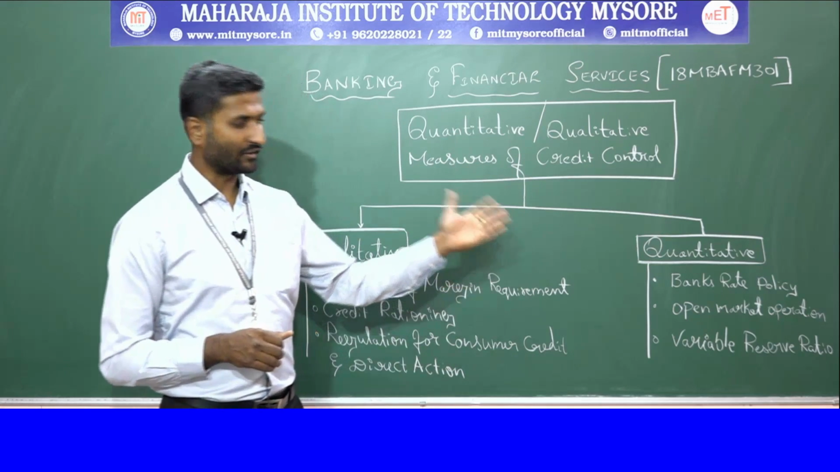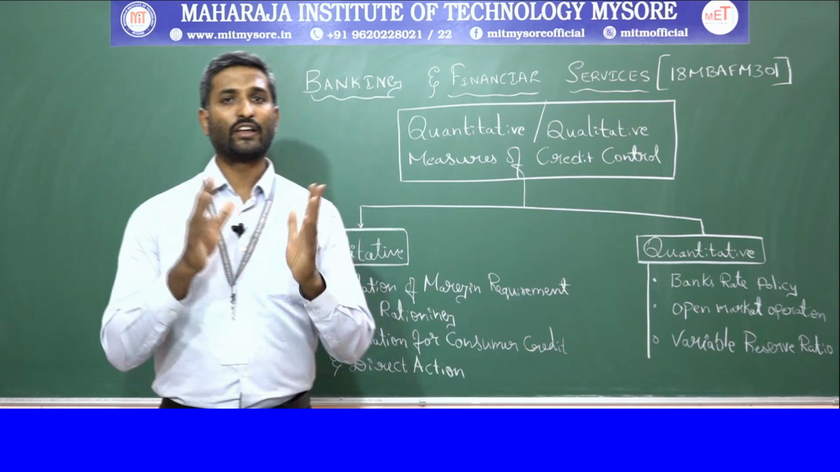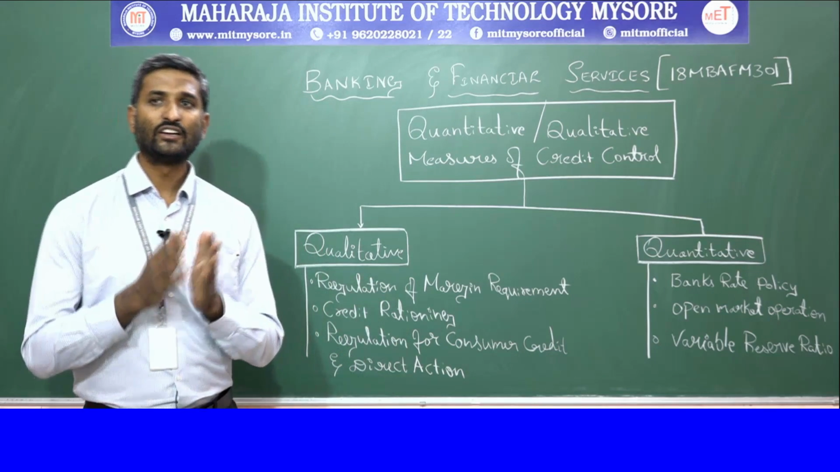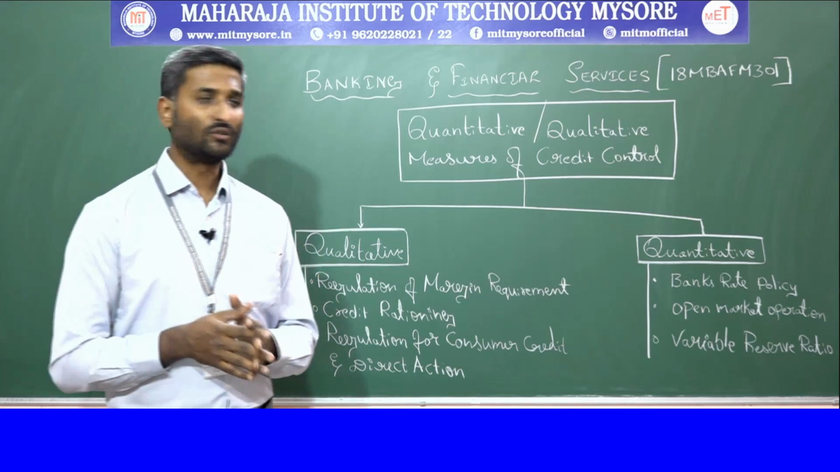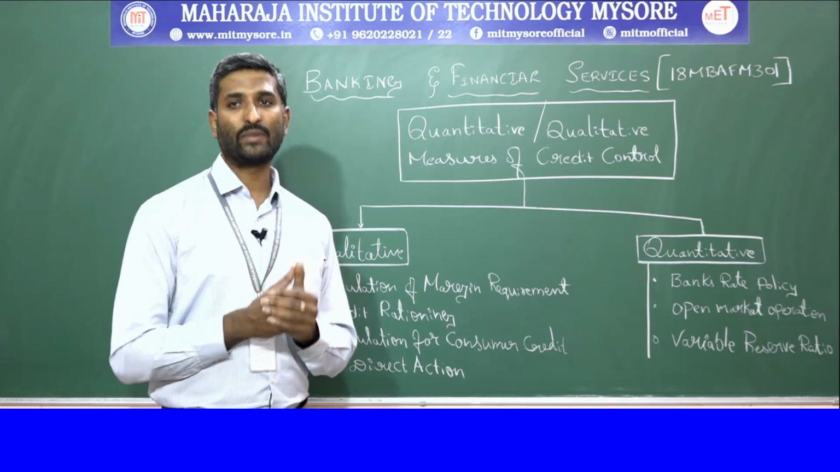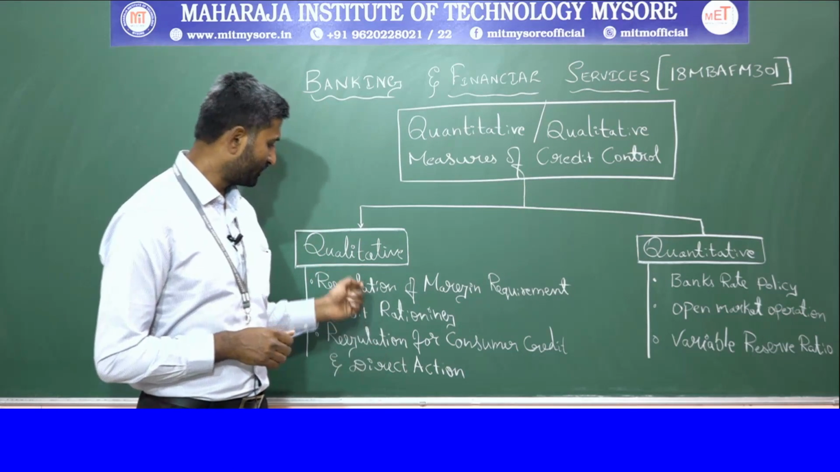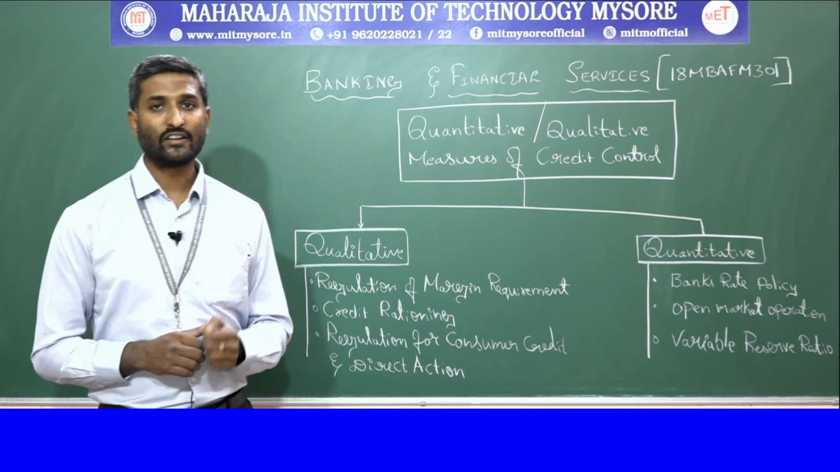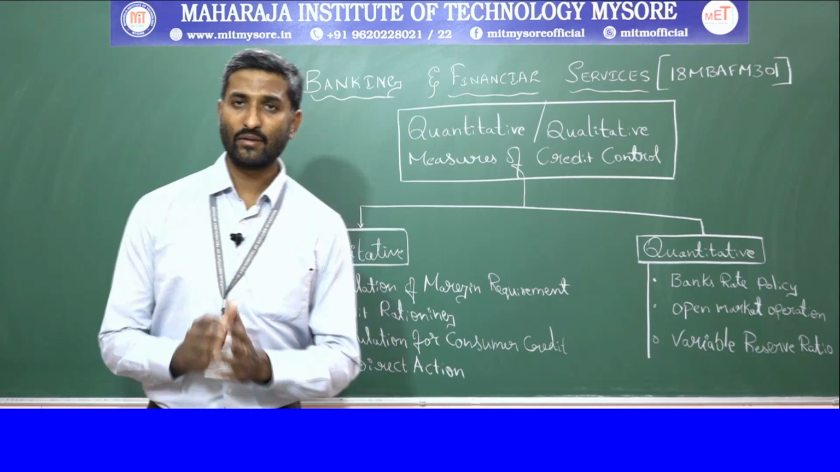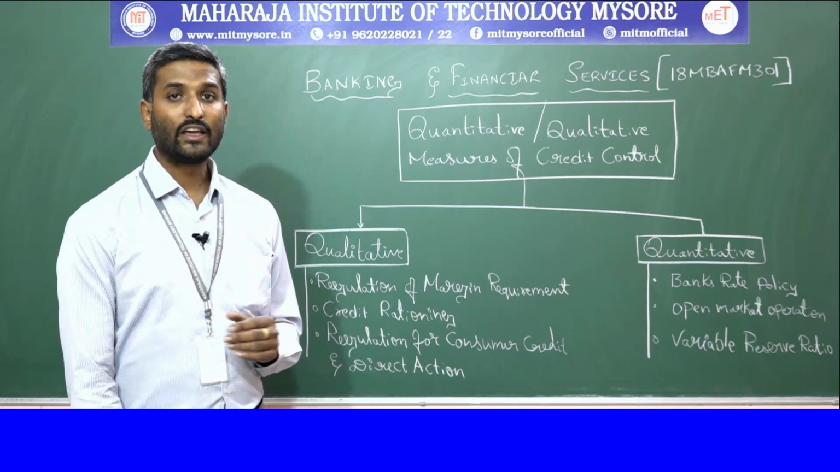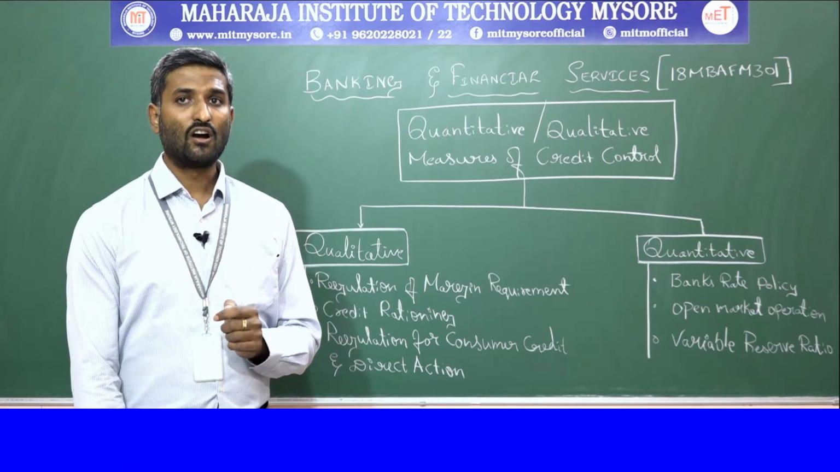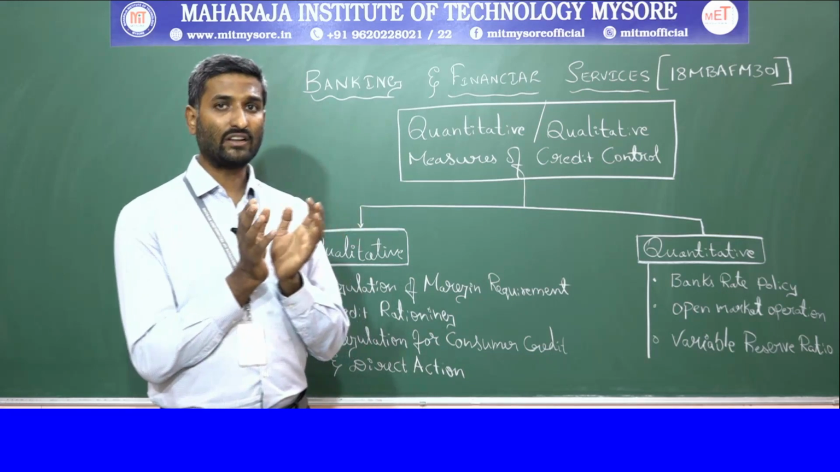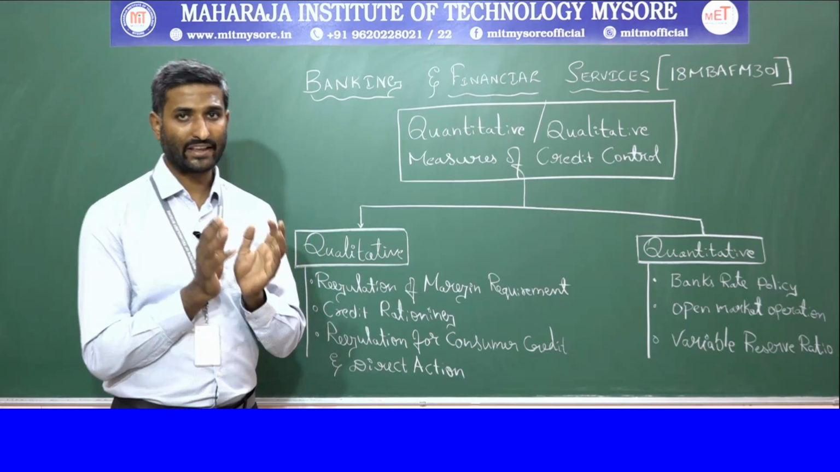to control credit facilities. The quantitative, also called the traditional method of credit control, includes the bank rate policy, open market operations, and variable reserve ratio. The qualitative or selective methods of credit control include regulation of margin requirement, credit rationing, regulation of consumer credit, and direct action. So as an individual or as a banker, there is a need to consider these measures to evaluate and know what rules and regulations exist with respect to banking terms.